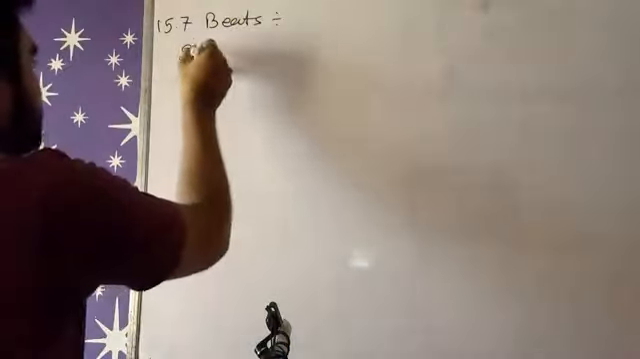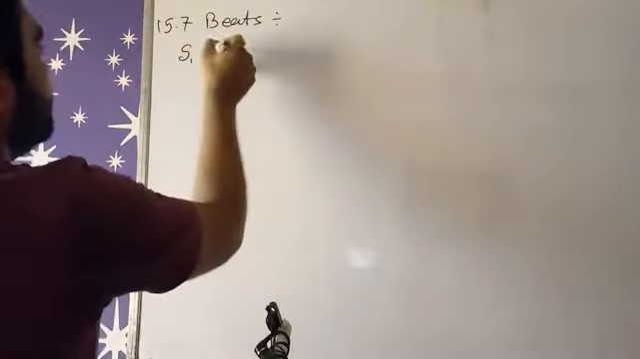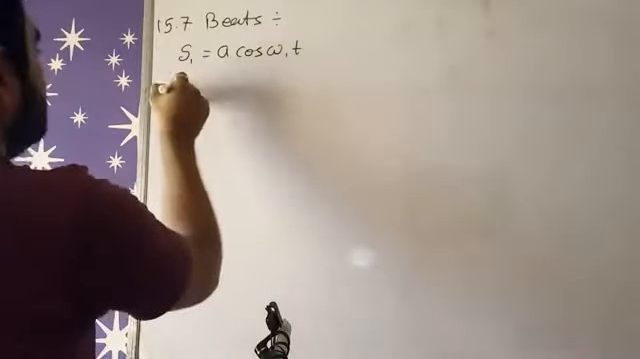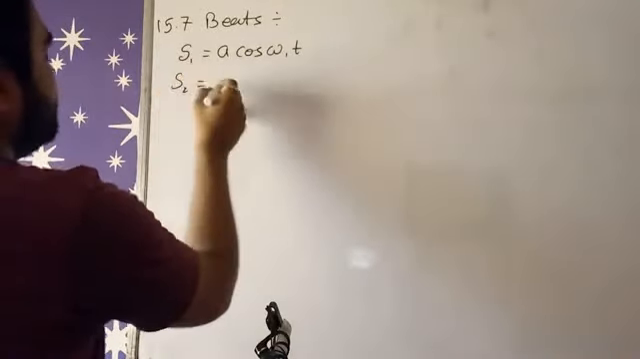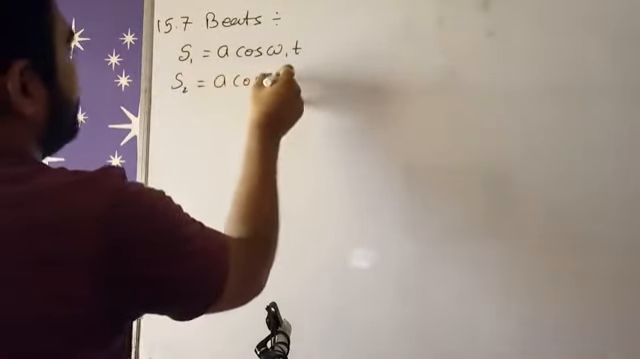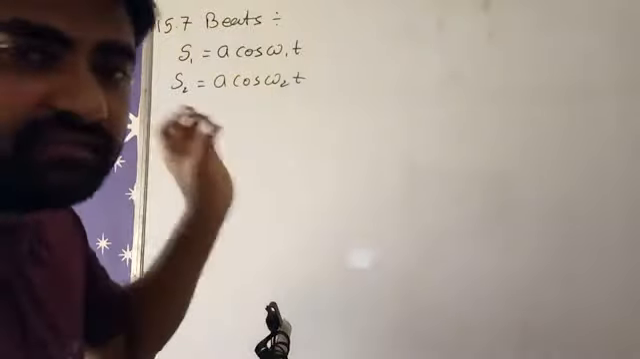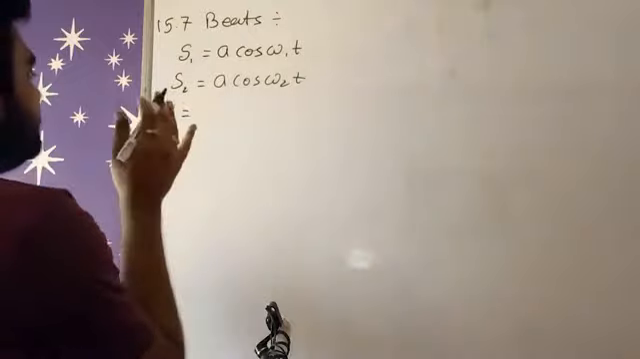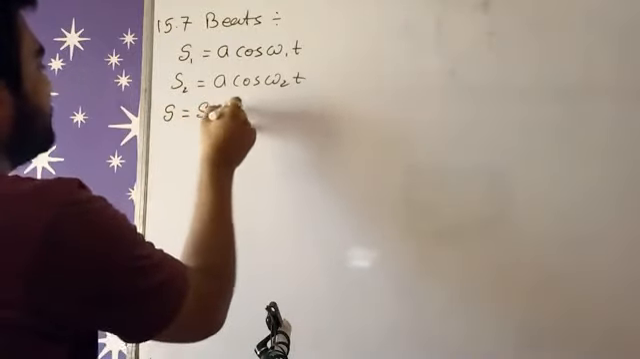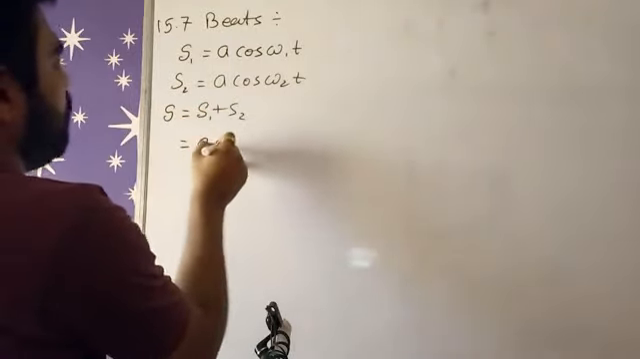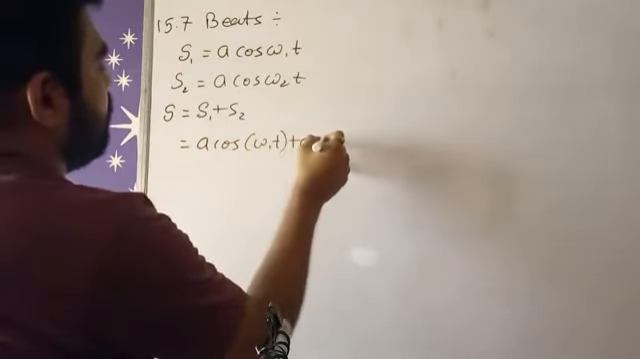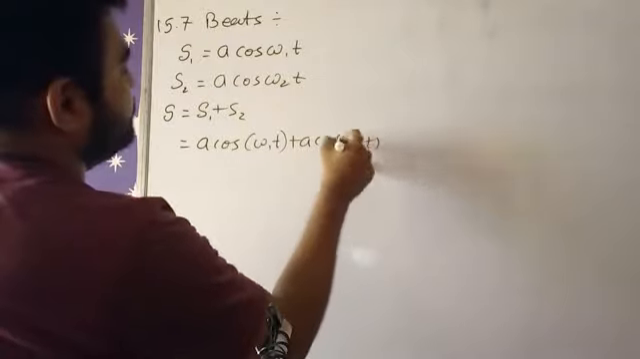For example, we have one displacement s1 equal to a cos omega 1t, and another displacement a cos omega 2t. This is only one example we are taking. Now the whole displacement s is equal to s1 plus s2, so a cos omega 1t plus a cos omega 2t, right?